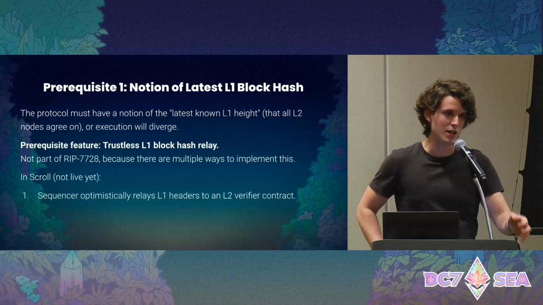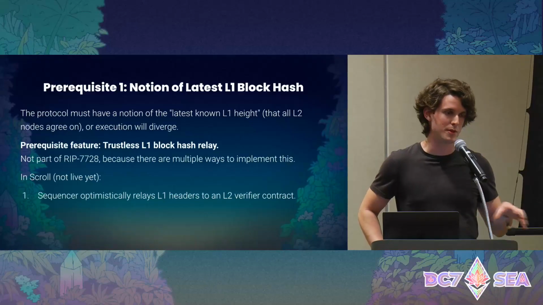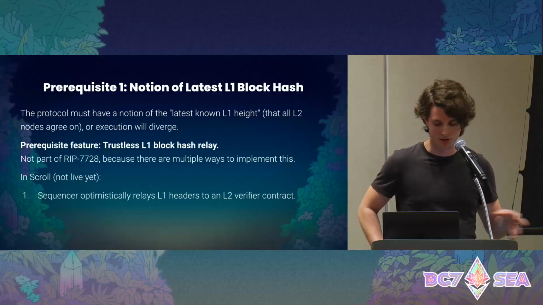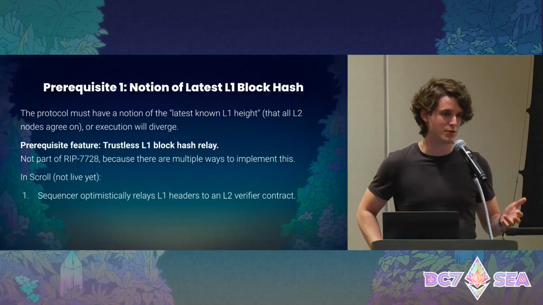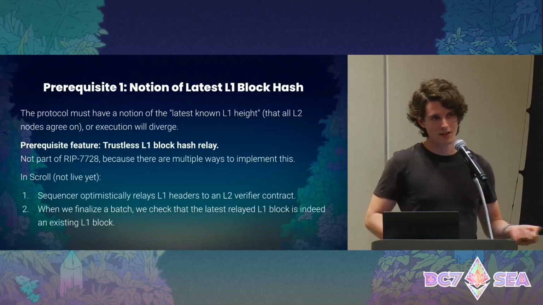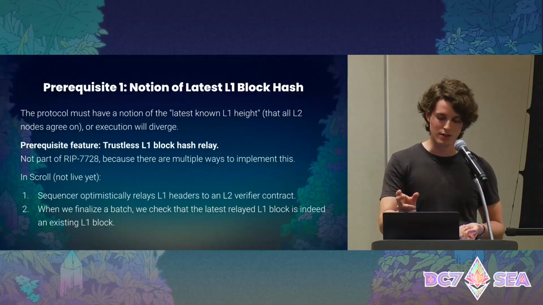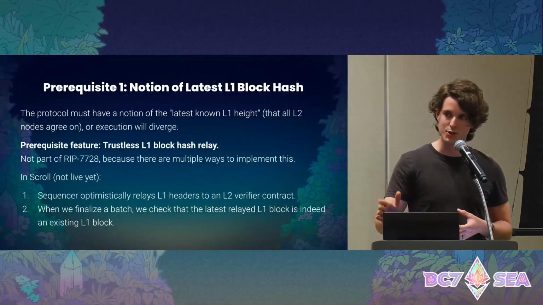In Scroll, the way it would work, and this might be different or similar to other rollups, is that the sequencer optimistically relays this information, but any other node can verify it at this point. So if the sequencer cheats, it's easy to detect. And when we finalize the batch with the ZK proof, that's when we verify that the sequencer actually relayed the correct block hash, because on L1, during finalization, we have access to this information.